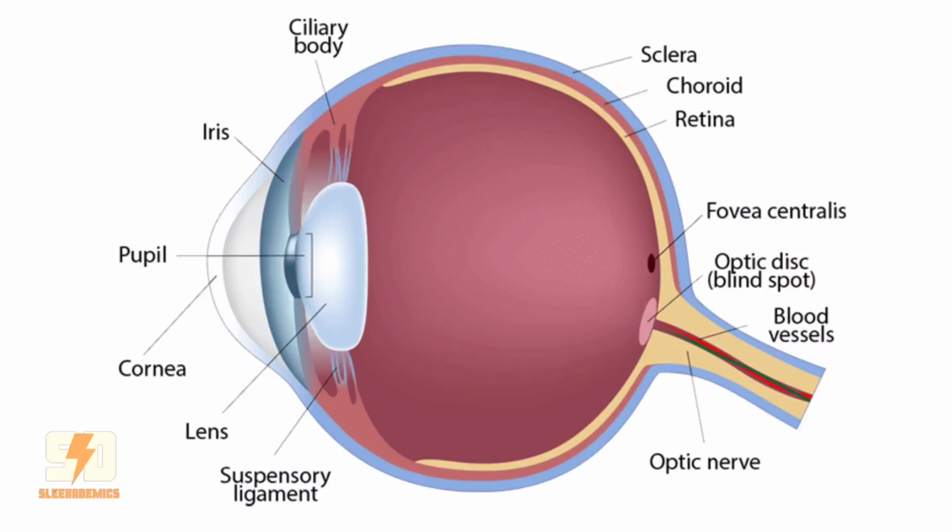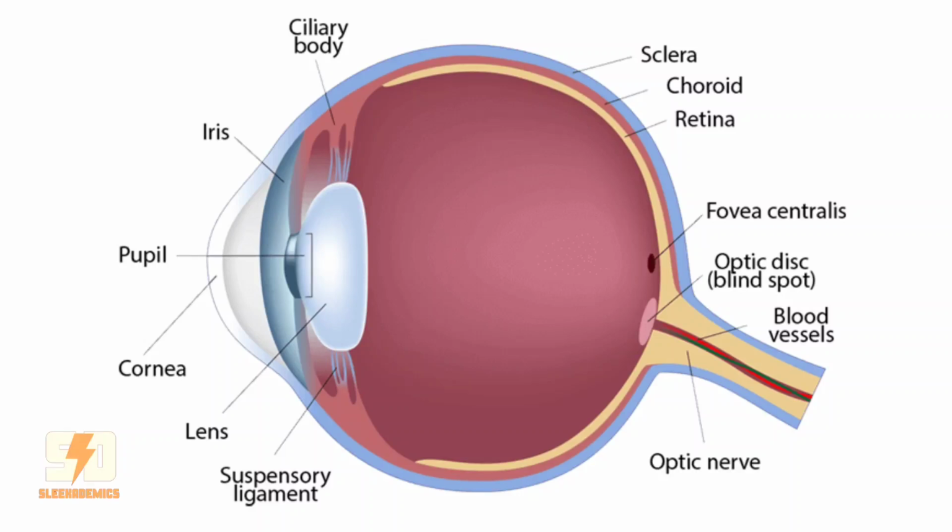Then we have the inner layer, which includes the retina. And the retina is the sensitive part of the eye. The most sensitive part of the retina is known as the fovea centralis. Now, any image that is formed at this spot is clearly seen.